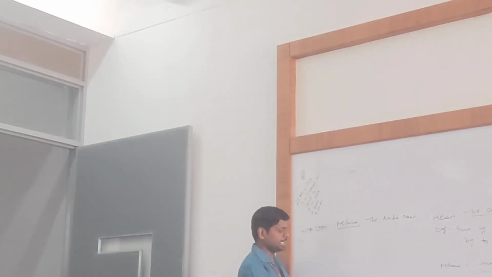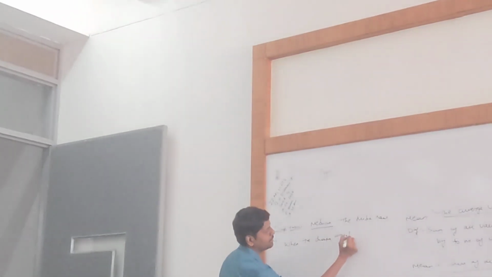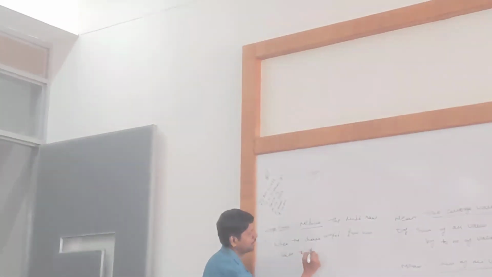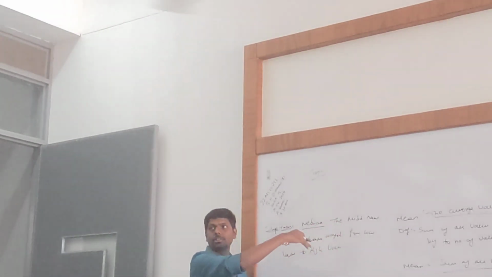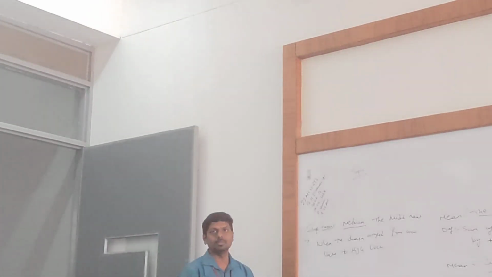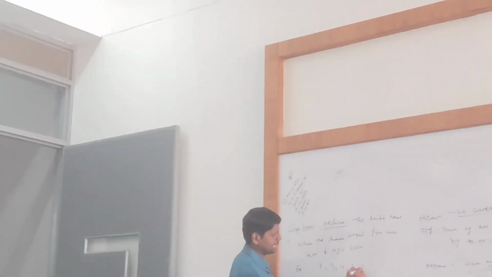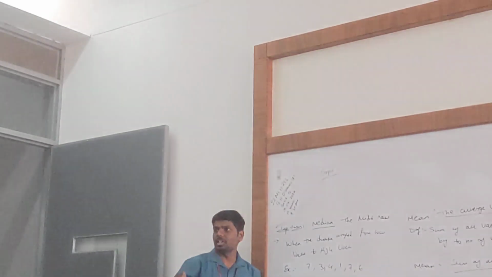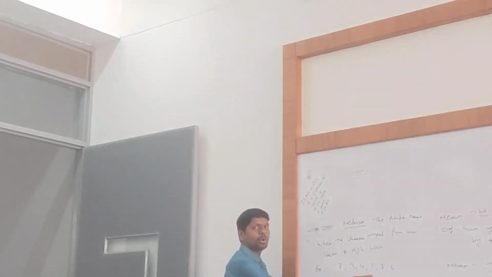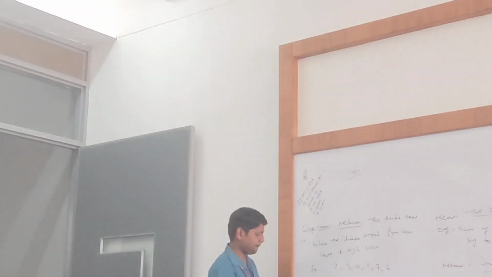The proper definition of median is the middle number when the data is arranged from low values to high values. You need to rearrange the data from low values to high values. Then you will get the median value. For example, the data is 7, 3, 4, 1, 7, 6. The first step is to rearrange the data from low scores to high scores. So it will be 1, 3, 4, 6, 7, 7.